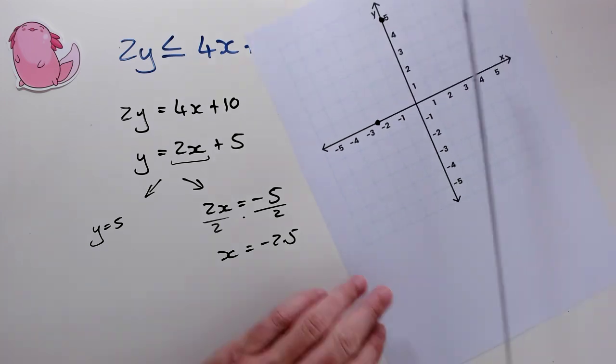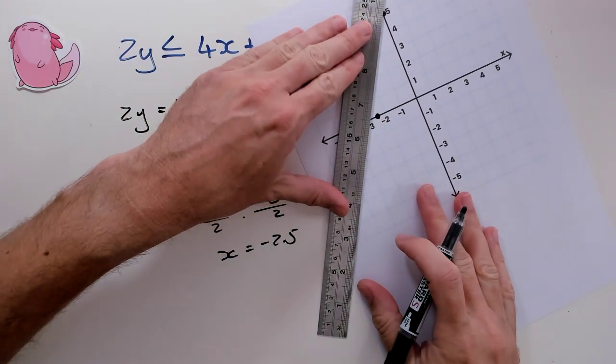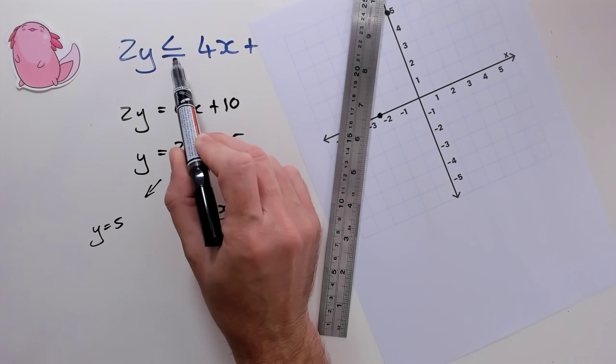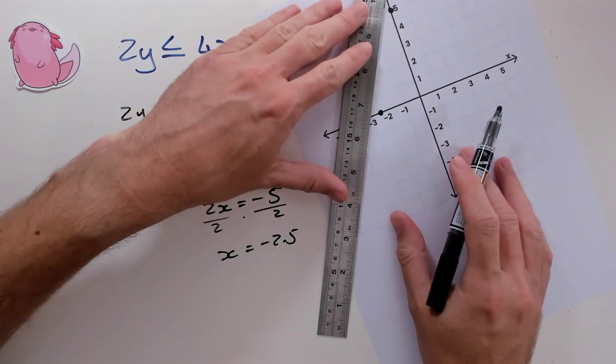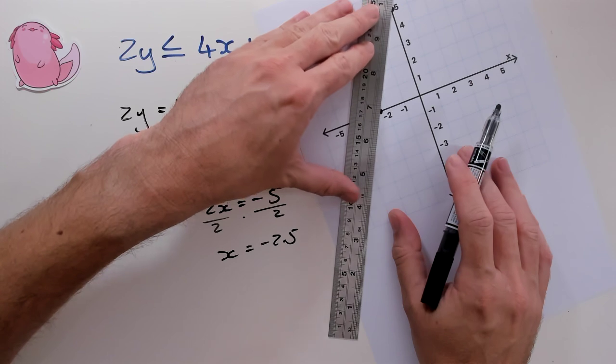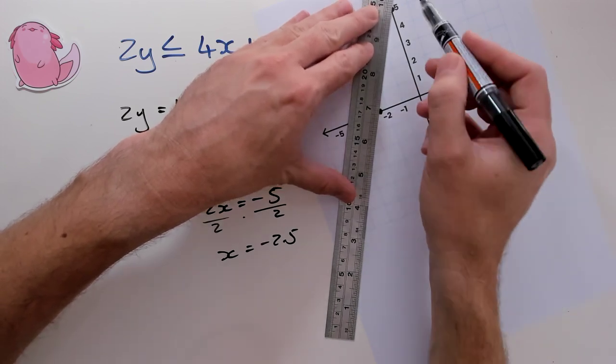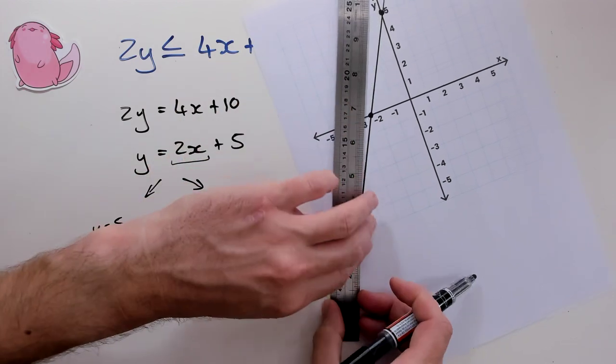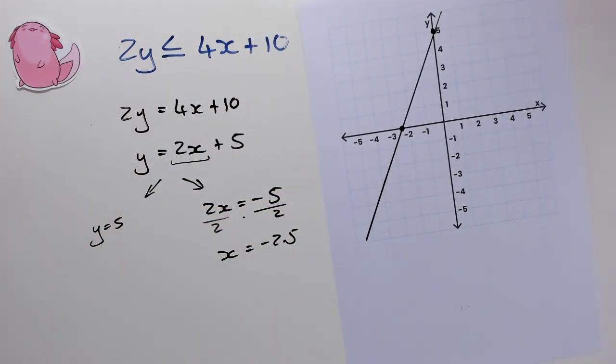And I would use my trusty ruler. And in this case, I also have an equal or an included, so it's smaller and equal to. So I can draw a solid line. So I'm going to do a solid line. There we go. All drawn.